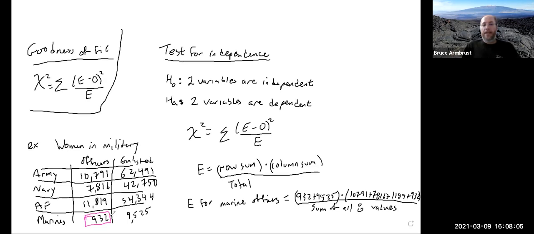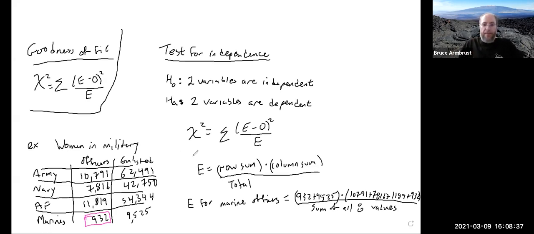Then once we have that expected number, we would find the difference between that expected number and what's observed, square it, divide by that expected number, and then do that again for every other one of these entries. Okay, so you can probably see now why we don't want to even attempt to do this by hand. We want to let a calculator do it for us.